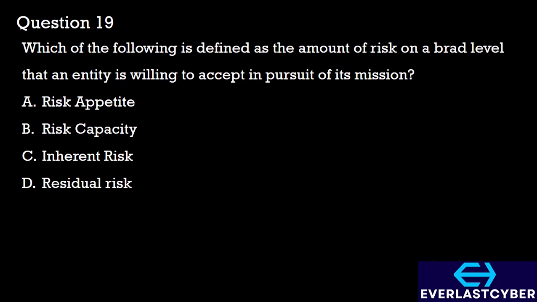Risk appetite is the amount of risk an organization is willing to accept on a broad level in pursuit of its objectives or missions. Risk capacity is the maximum amount of risk an organization can bear before it becomes financially unstable or threatens its viability. Inherent risk is the level of risk present in the absence of any controls or mitigating action, while residual risk is the remaining risk after the controls have been applied to mitigate the inherent risk.